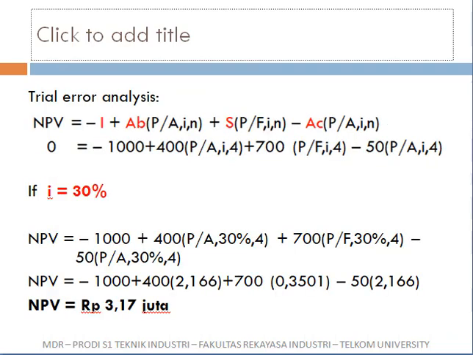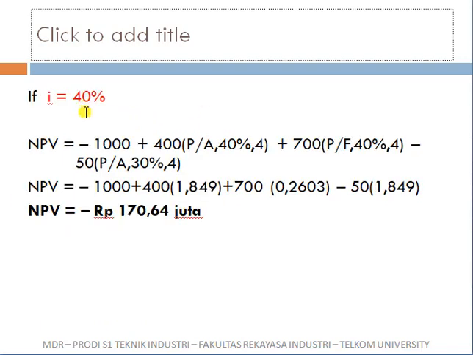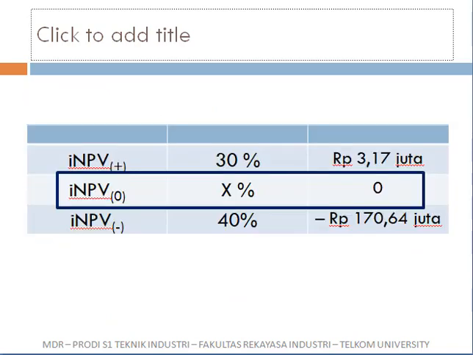Using interpolation, you have to implement trial and error analysis. So you have to guess, you have to estimate that this number belongs to a certain range. For example, 30% and 40%. So let's say that this number is located within this range.